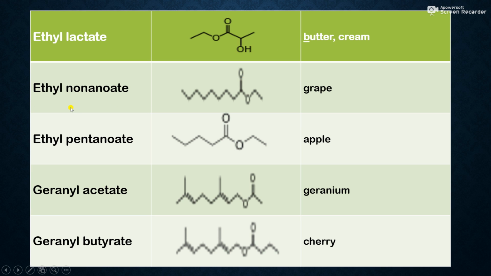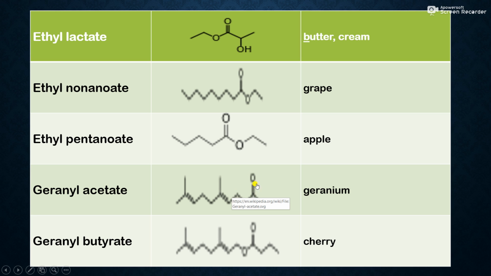Then ethyl nonanoate. So it is found in grapes. Ethyl part and nonanoic acid. Then ethyl pentanoate. So this is the ethyl group, and again pentanoic acid, found in apple.